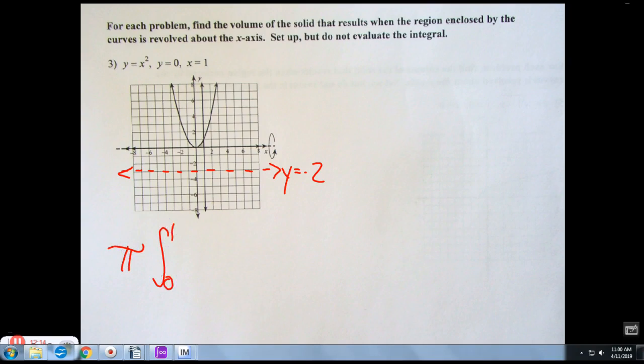This part stays the same, right? We still have our same borders. We're just coming down to a different axis.